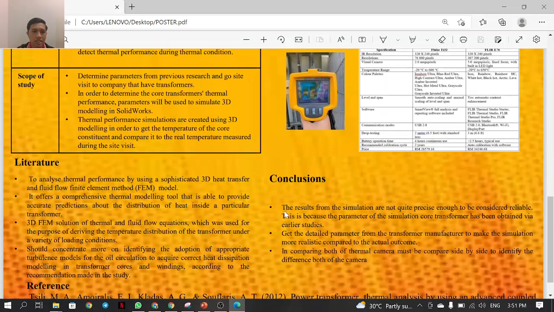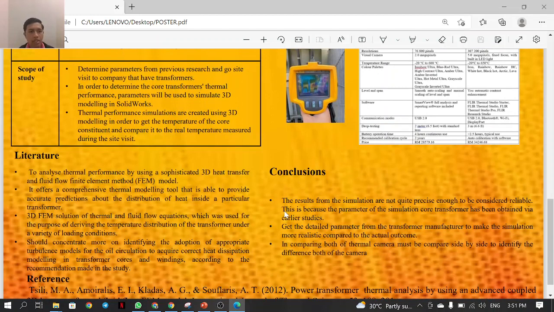And for the past research, first one is to analyze thermal performance by using a sophisticated 3D heat transfer and fluid flow finite element method (FEM) model. For the second point, it offers a comprehensive thermal modeling tool that is able to provide accurate prediction of the temperature distributions of the transformer under a variety of loading conditions. And the last point is it should concentrate more on identifying the adoption of an appropriate turbulent model.